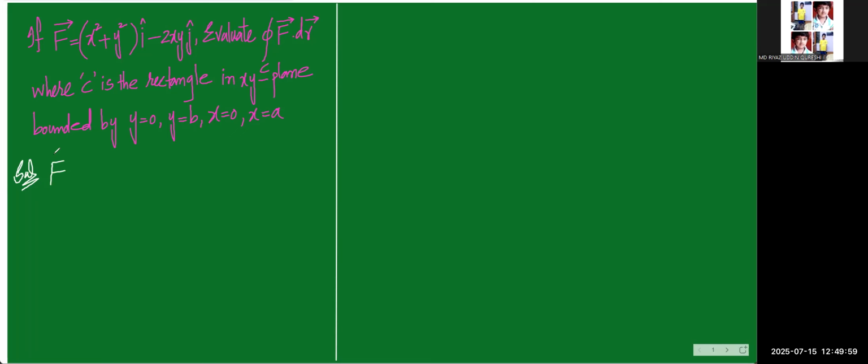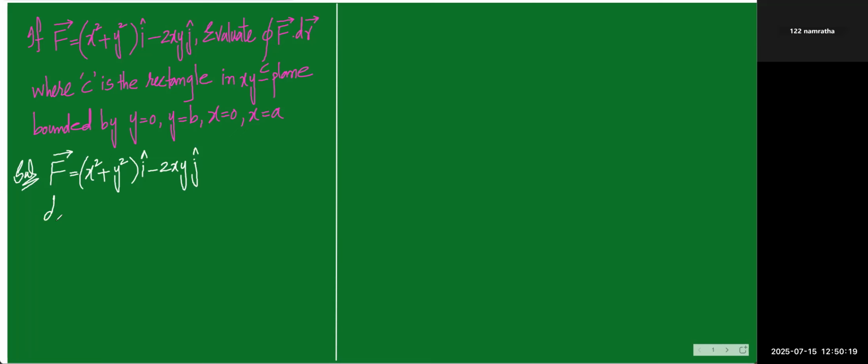F is equal to, we have given our value of f is equal to x square plus y square i cap minus 2xy j cap, and dr value is equal to dx i plus dy j, plus I think k term is not required. F dot dr we have to calculate.